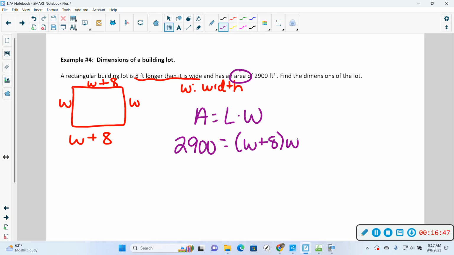Now unfortunately no squareds on the right, so I am going to have to distribute and see where that takes me. So I'm going to have my W squared, my 8W. Okay, so we are technically going to get 2 answers. It's quadratic. Before we decide on factoring, completing the square, or the quadratic formula, let's set it to 0 and look at it. So I'm going to subtract 2,900 over.